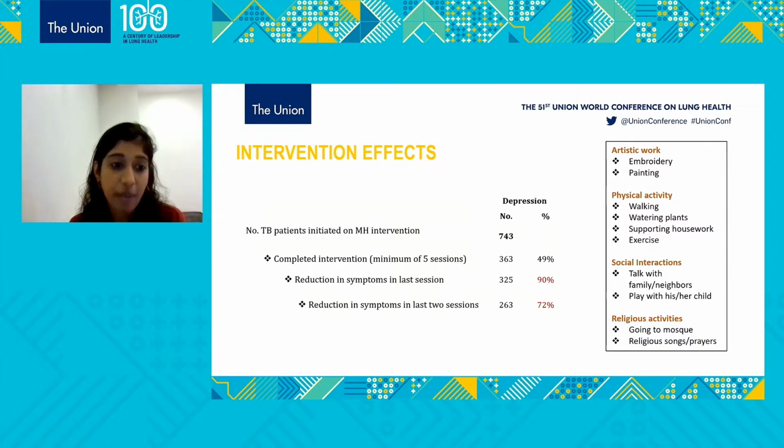So after we screen patients and also optimize the protocol for trainings, optimize the intervention, we examined a small cohort of patients that completed the intervention, completing meaning at least a minimum of 5 sessions. So there's a cohort of about 363 patients. Out of that cohort, about 90% of patients had a reduction in symptoms in the last session, and then 72% had a reduction in symptoms of depression in the last 2 consecutive sessions.